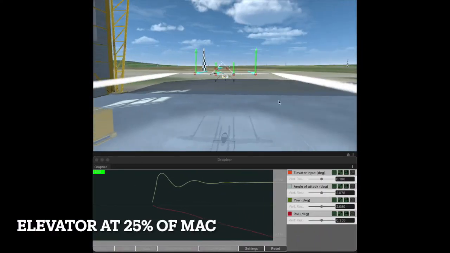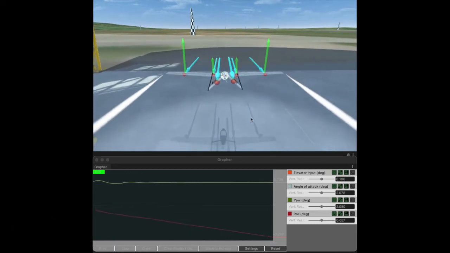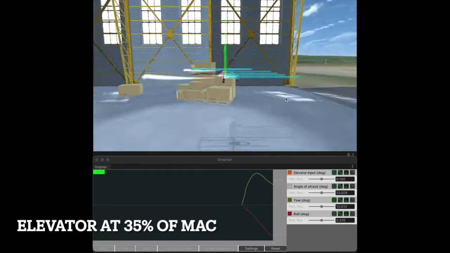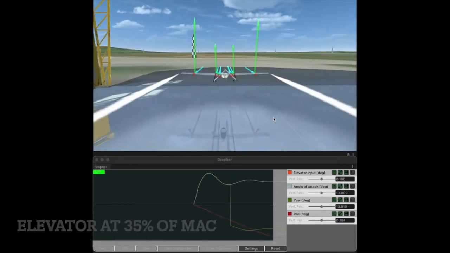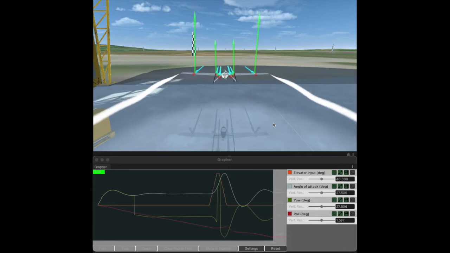To further evidence the static tests, these dynamic tests at the same CG positions provide even a graphical representation of certain values as they change. For the 25% case, we can see that it is damped pretty fast. The same at the 35% of MAC, we can see a step input has a much longer-lasting effect on the convergence values.